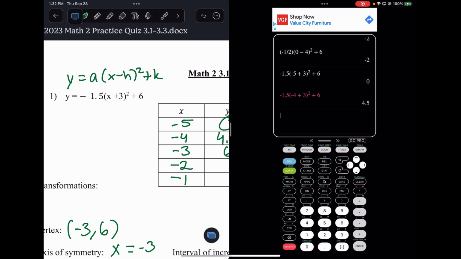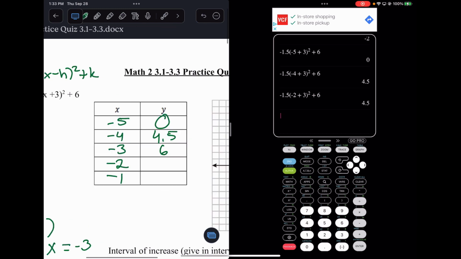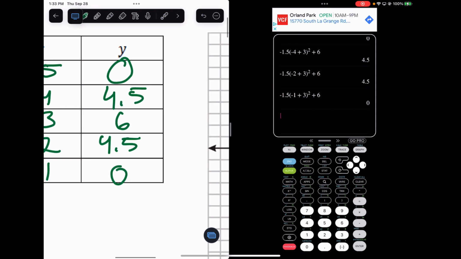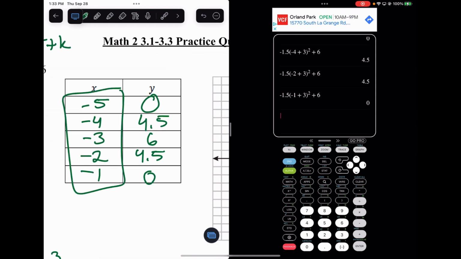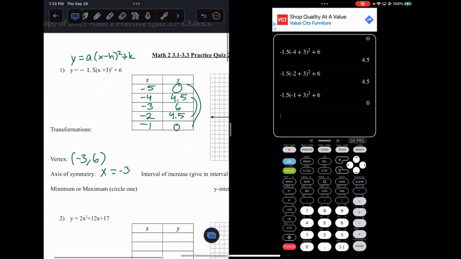All right, and then we have to plug in our negative 2. And we get 4.5. And then we can plug in negative 1. And we get 0. Now, when you do this, if you put these numbers in order and didn't skip any, you should see that symmetry, right, where the two top numbers reflect the two bottom numbers. So now we've got our points, which is great.